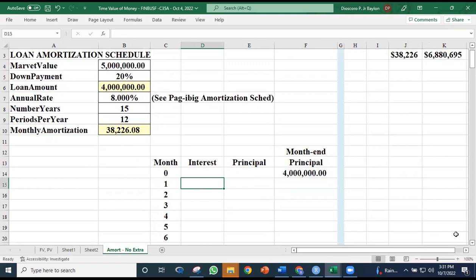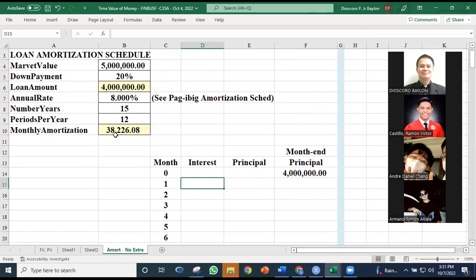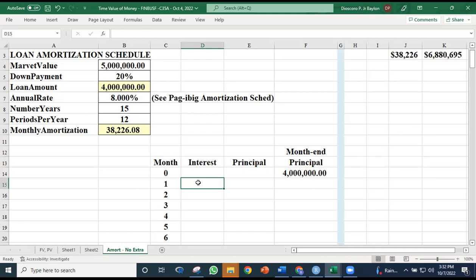So now the question is, how much of this payment, 38,226, this is what we're going to pay every month, how much of that will be allocated for the interest? Magkano yung pupunta sa interest? At saka magkano yung pupunta sa principal? So any guess, guys? Any suggested answer for this interest? How much will go to interest? The interest, class, will always be based on the month-end principal. Okay, so I saw a raise of hands.